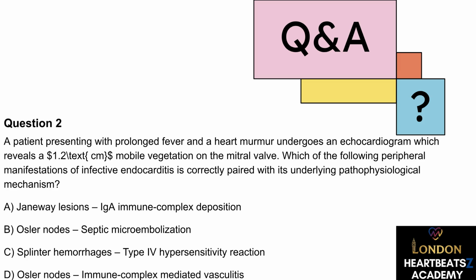Explanation: Osler nodes are painful, tender nodules found on the pads of the fingers and toes caused by local immune complex deposition, vasculitis. Conversely, Janeway lesions are painless erythematous macules on the palms and soles caused by septic microemboli. Remembering Osler equals ouch helps differentiate the painful immunologic node from the painless embolic Janeway lesion.